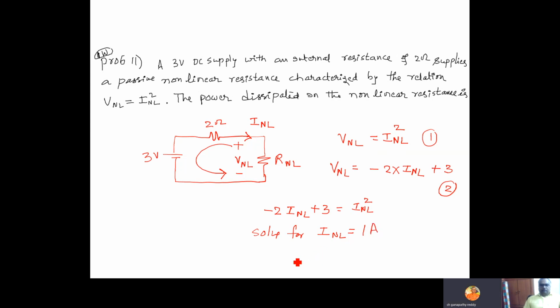If INL is 1 ampere, what is VNL? 1 squared is 1 volt. Next we want the power. Power is VNL into INL, 1 into 1 equals 1 watt. This is the answer. Power dissipated is asked, and the resistor dissipates it. Like this we can answer.